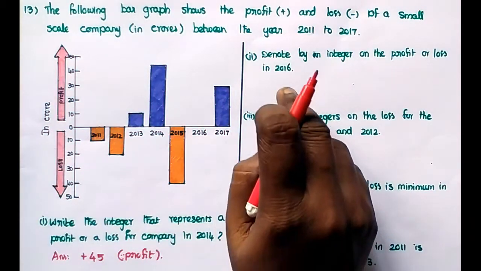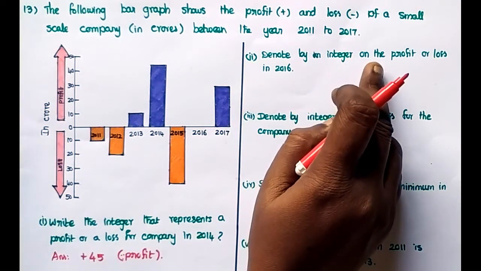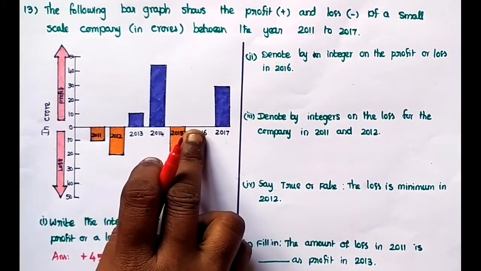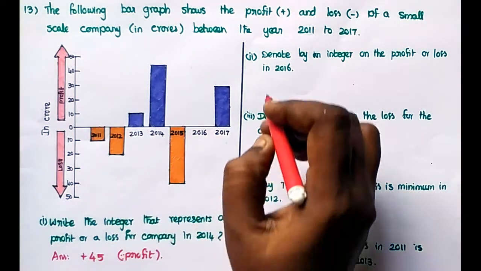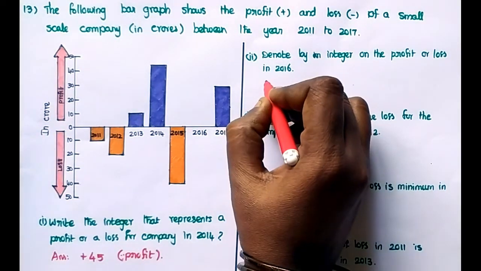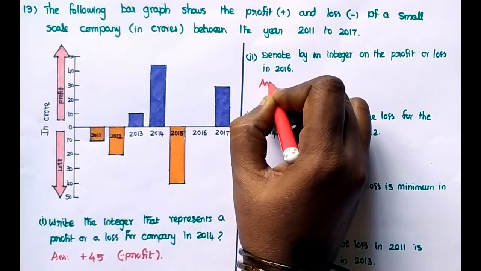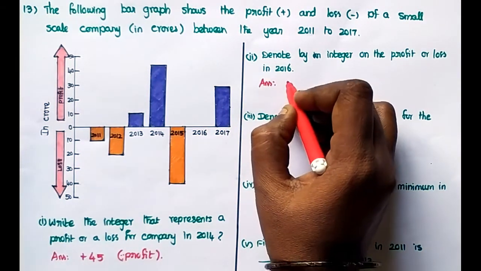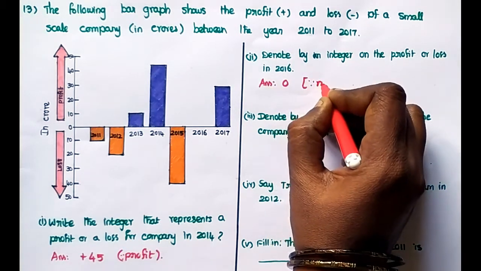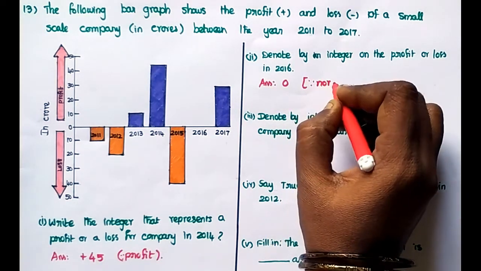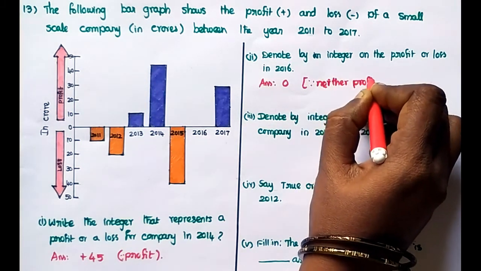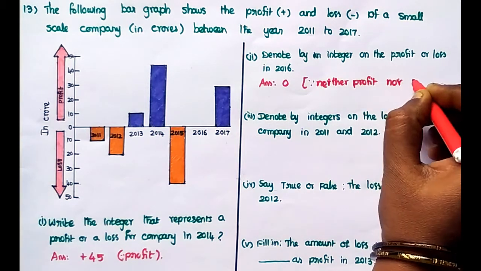Next one, denote by an integer the profit or loss in 2016. In 2016 there is no loss, neither loss nor profit. So answer 0, since neither profit nor loss.